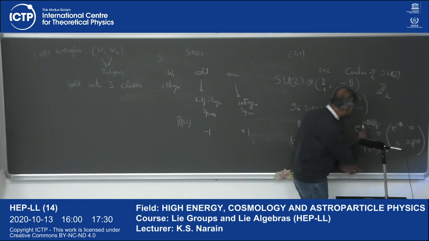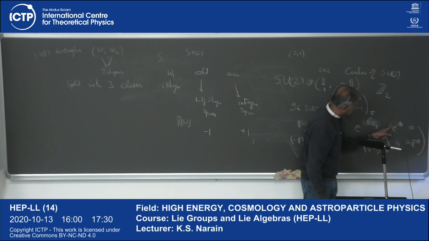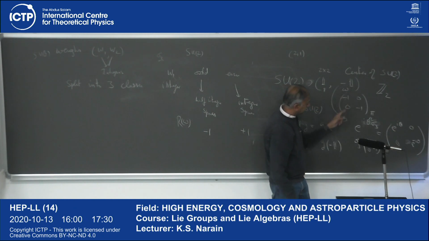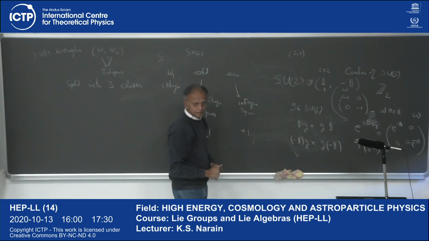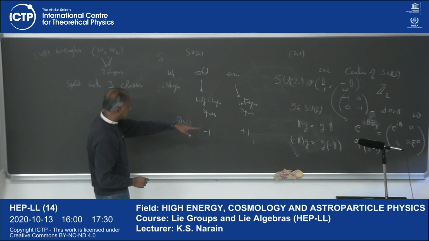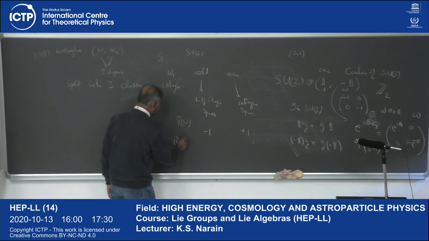But now take theta equal to pi. At theta equal to pi, this becomes -1 and that becomes -1, which is that element. So at theta equal to pi, this element is nothing else but what I'm calling omega. So now we know how to act, because what is R of omega? R of omega is nothing else but R of e to the i theta sigma 3, at e to the i pi sigma 3.